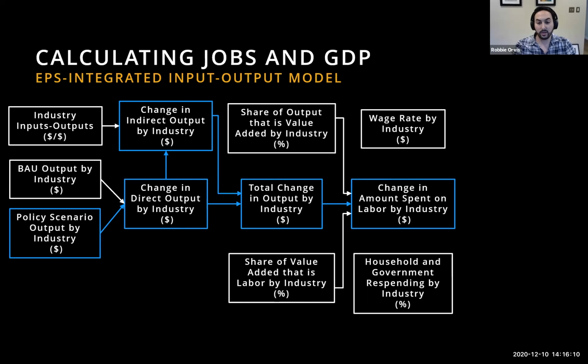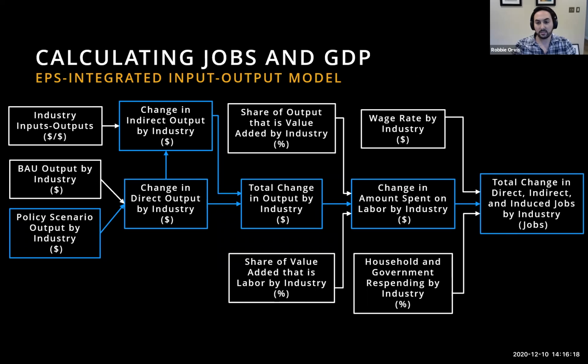We also read in information on the wage rate by industry and information on household and government respending by industry. So when people are re-employed or their wages increase, some of that money is respent in the economy. And we use these 3 things to estimate the total change in direct, indirect, and induced jobs by industry. I'll note that change in output is essentially equivalent to change in GDP. So the same structure here is used to estimate changes in GDP.